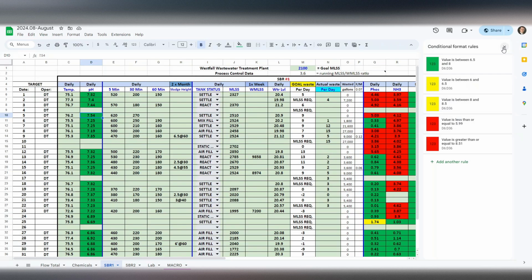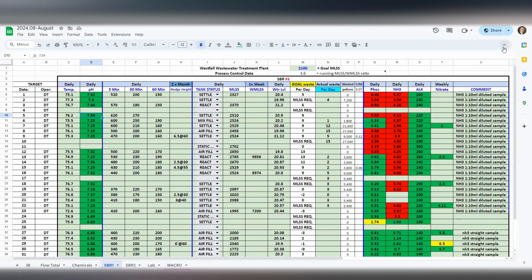Just like in SkyTop, if it's yellow, it's cautious. If it's red, you're dead. Not you're dead, but you know what I mean. We got to get it back if it's in the red. It's usually out of spec, or if it's pH, that's the mean danger zone.